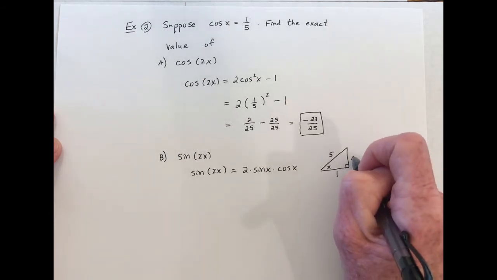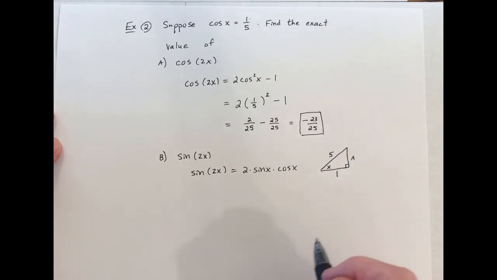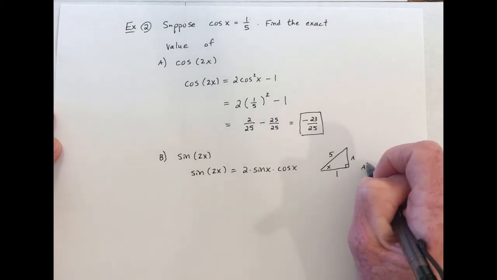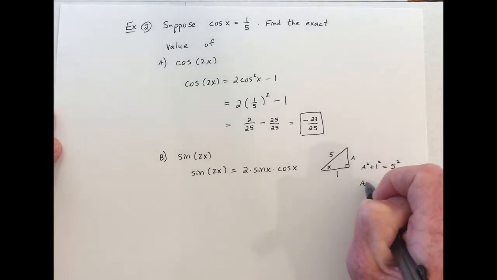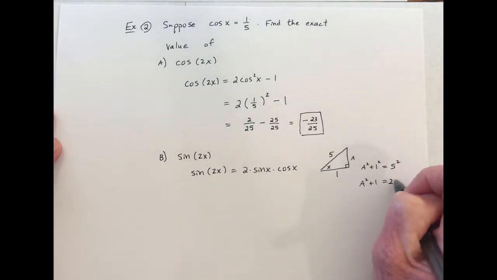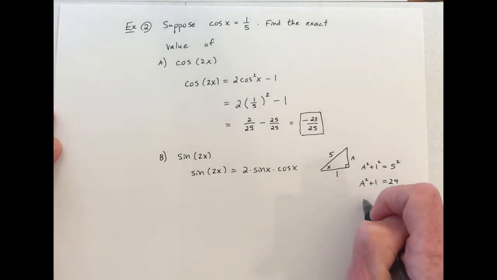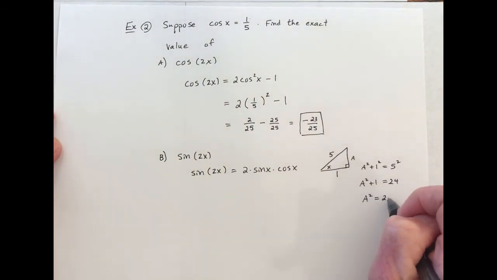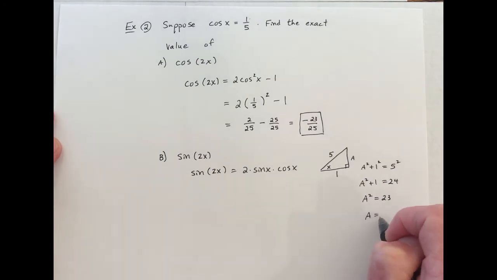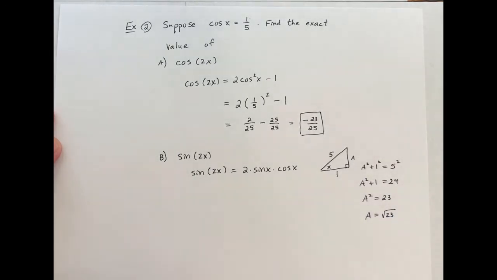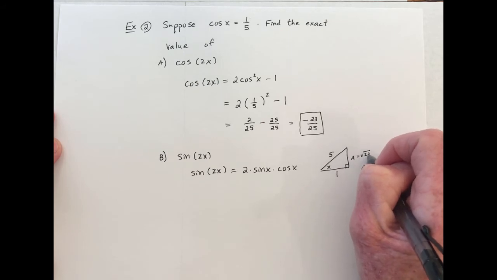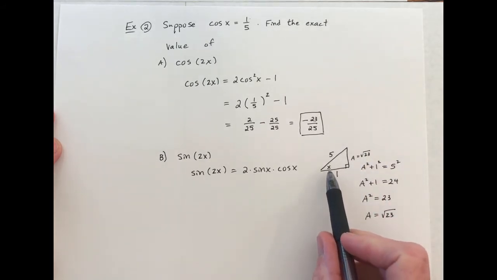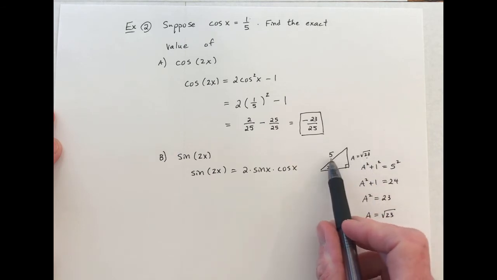And then do the Pythagorean theorem to solve for this missing side, which I'm going to call a. So a squared plus 1 squared equals 5 squared. So a squared plus 1 equals 24. And then a squared is equal to 23. And then take the square root of that, which cannot be simplified, so it's going to be the square root of 23. So this side is the square root of 23. So now what does sine equal? So sine is opposite over hypotenuse.